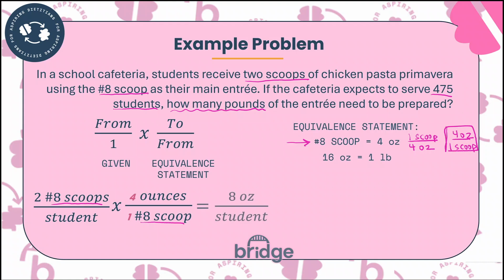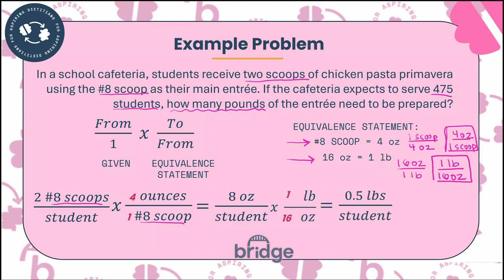Which tells us that each student is getting 8 ounces of this chicken pasta primavera entree because they're getting 2 of the number 8 scoops. But the question specifically asks for pounds of entree, and we know that in 16 ounces, we will get out 1 pound. Since we're converting away from ounces into pounds, we want ounces in the denominator and pounds in the numerator. 1 pound over 16 ounces. Meaning, if every student is receiving 8 ounces of this entree, then every student is receiving half a pound of the entree.